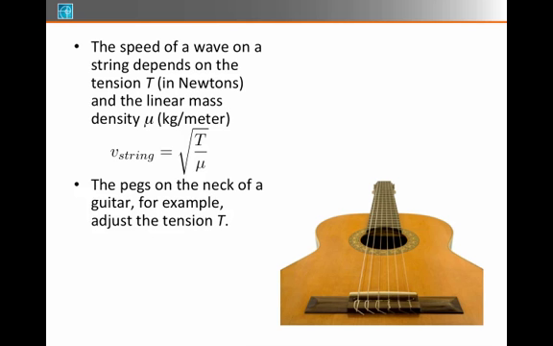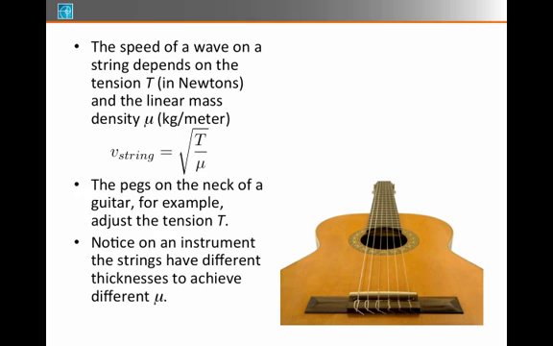So the more the tension, the more the velocity of the wave. The reason we have pegs on the end of a guitar neck, for example, is so you can adjust the tension and you can change that velocity by a little bit. It's also true, if you look at a lot of stringed instruments, that the strings are not all the same thickness. In this guitar, for example, the strings on the left are thicker and heavier per unit length than the strings on the right. And the same would be true of a harp or a piano or any other stringed instrument. One of the ways that the difference in velocities is achieved is by varying the mass density, mu.